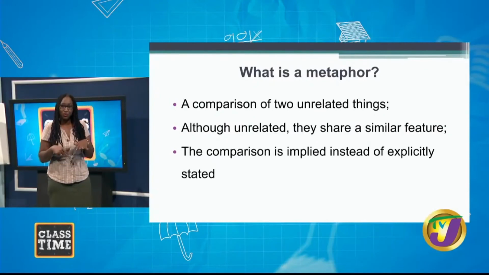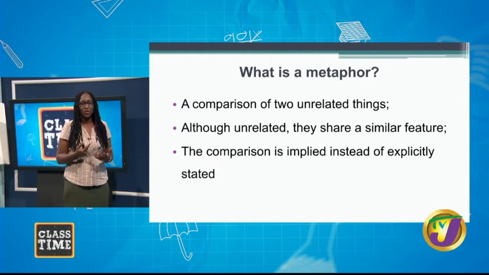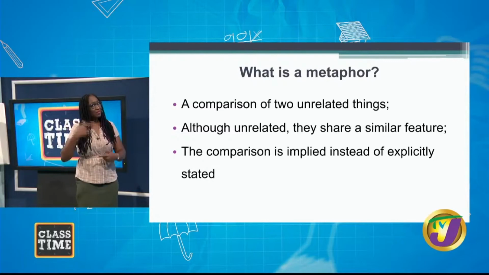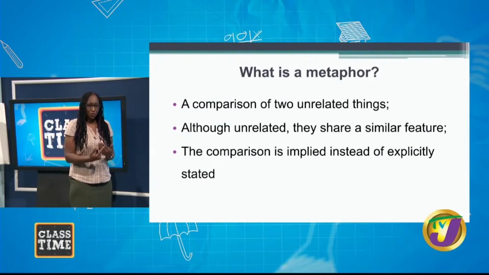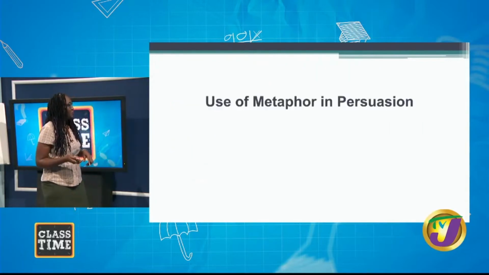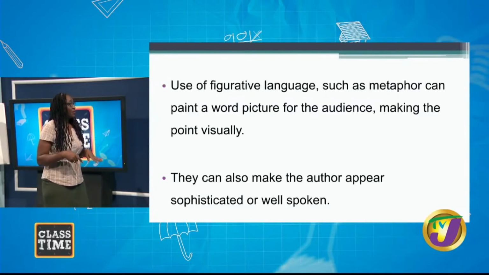The next thing that you do with a metaphor now is that you imply this comparison. So you're not saying the cat was like a tree. That is more direct, and that is another device entirely. So when you say the cat was a tree, you are implying now that there is something about a tree that is similar to a cat and vice versa. Now, how do you go about using the metaphor when you are writing persuasively? So here are some things that you have to take note of.